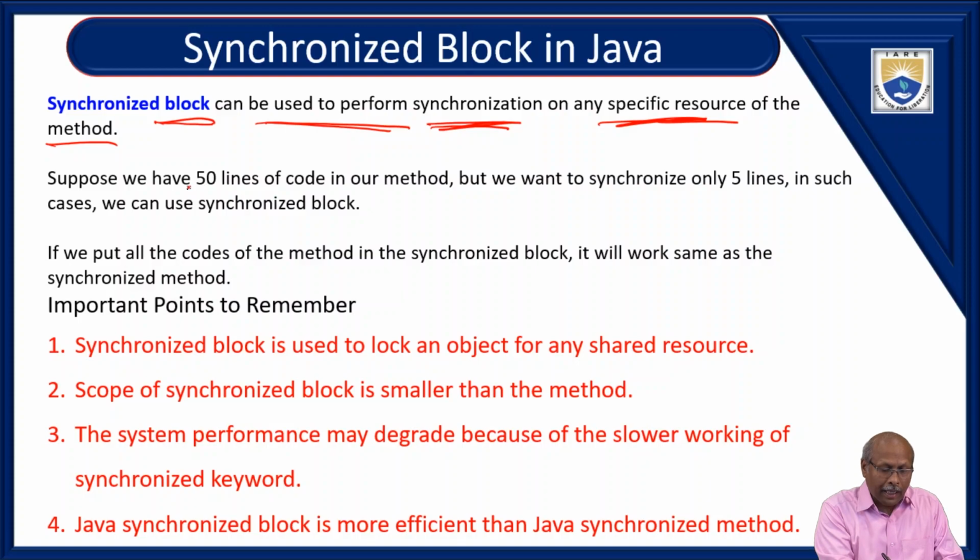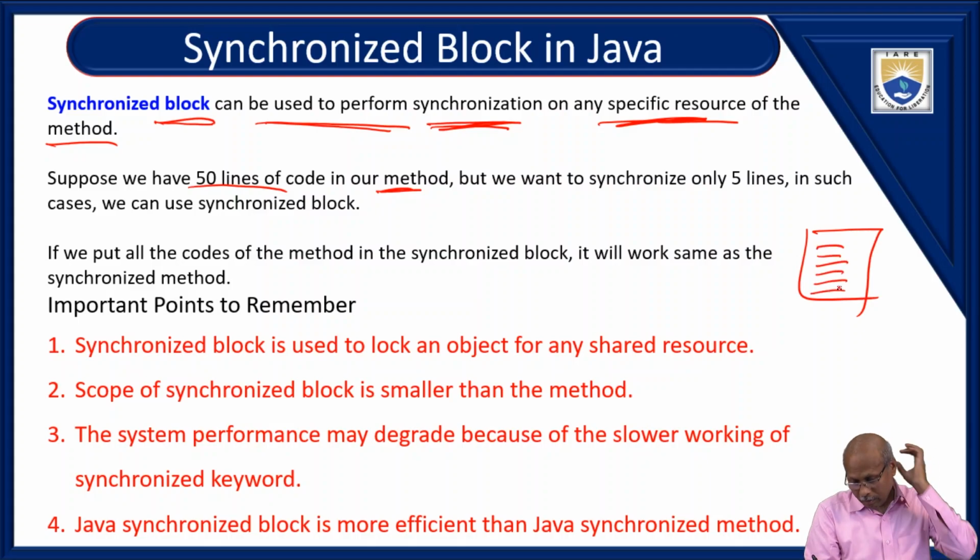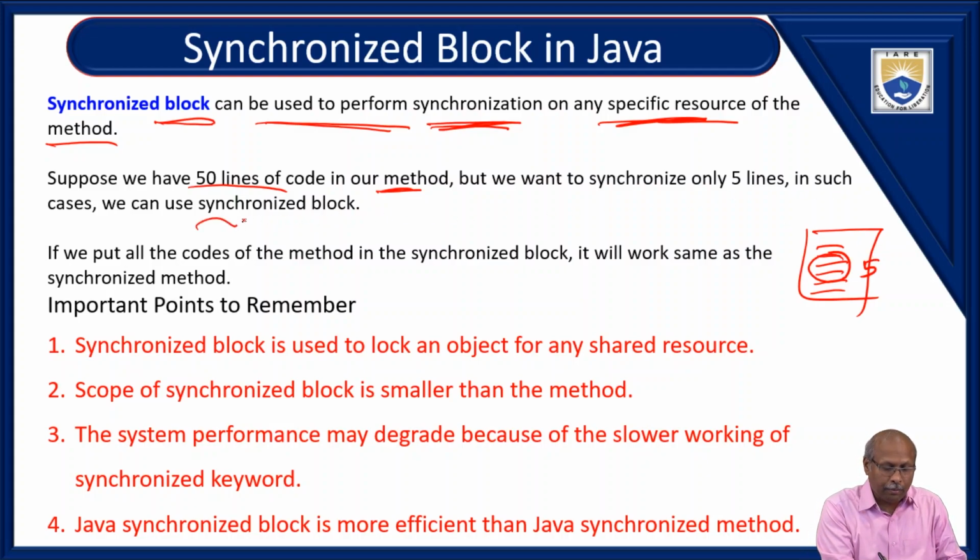Suppose we have 50 lines of code in our method. Assume there is a method, you are having 50 lines. But out of 50, I want to synchronize a few lines, 5 lines to be synchronized. That means these 5 lines should not be accessed by all threads at a time. I will allow only one thread to use, but not all at a time. In that case, I can keep a block. In such a case, we can use a synchronized block. A block of code I can control.